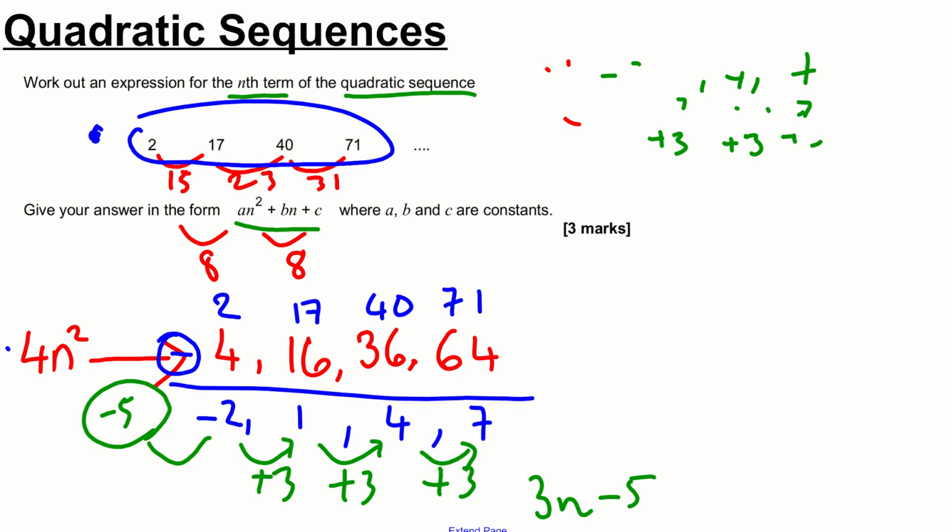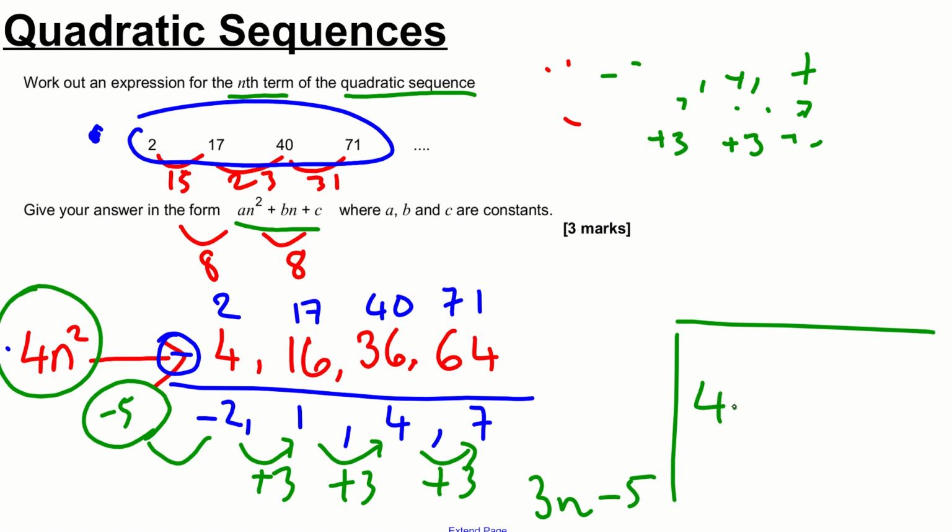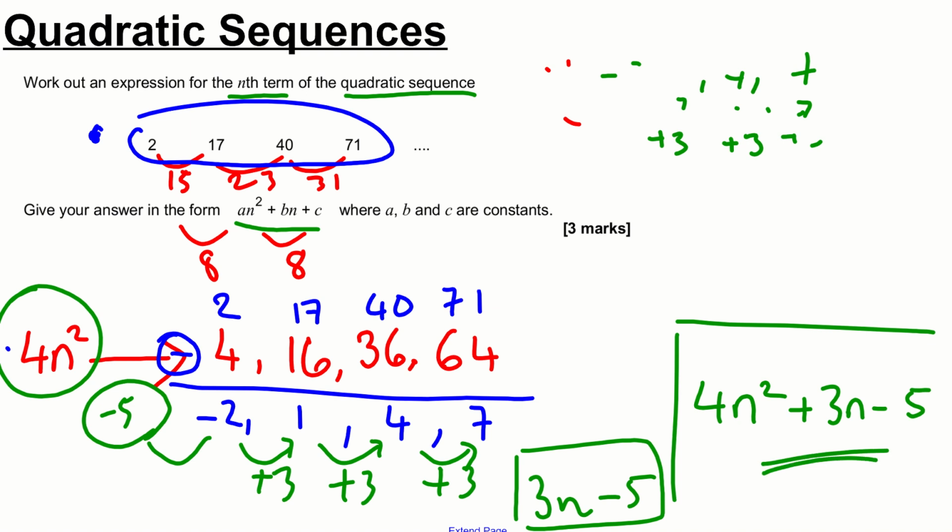That's why I said, do you know your nth term for linear sequence? And you are now ready to answer your full question. So the quadratic sequence nth term will be made up of your quadratic part, which is 4n squared, and then your linear part, which is what you've written here. There you go. Done. Thank you.